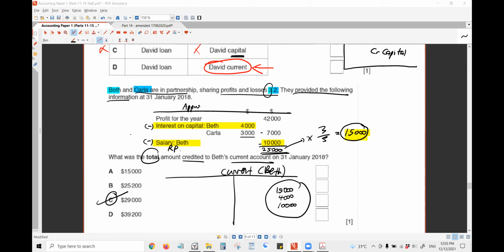It's the same thing over and over again, right? It's always the appropriation account that you have to work out first, for most of the time. Then you proceed on to the current account. Then you can get the answer. But don't assume that it's always the same thing. Have to read the question carefully. Next, we see the next one.